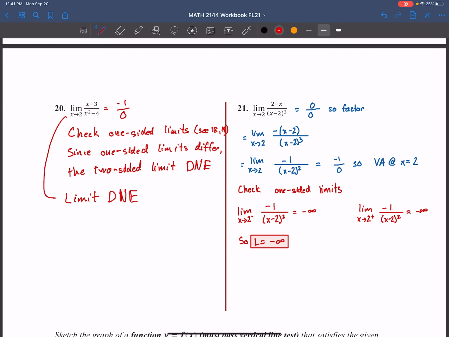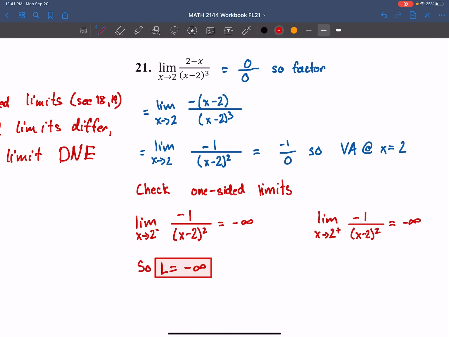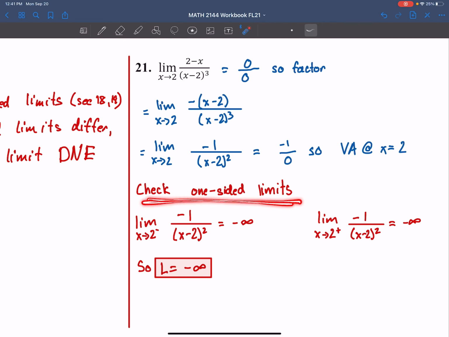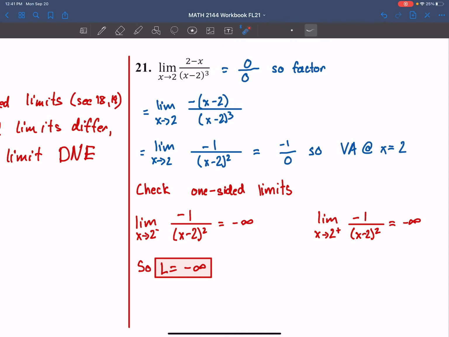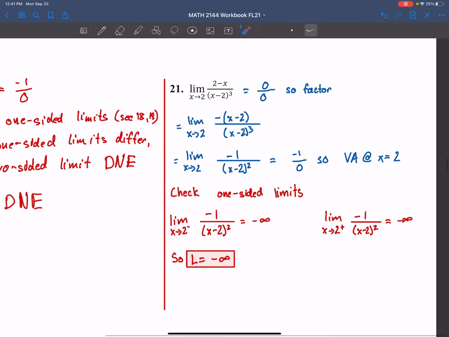Notice that when you look at 21, you get 0 over 0, so you still try to factor and cancel. But because it's a two-sided limit, you still end up having to check the one-sided limits. Because the one-sided limits are the same, you can say that the limit is the associated matching one-sided limit. So I'm going to leave that one as a little bit of an exercise to you. There's really nothing new in that one apart from the ones we just did.